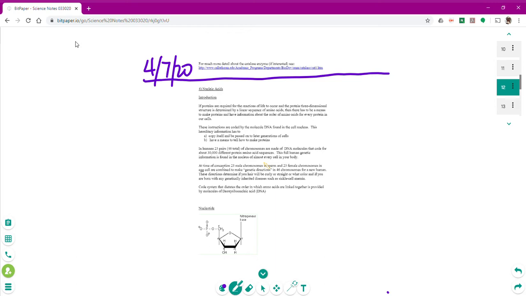All right, it says here in the intro, let's see what color I can use today. I think this light blue is nice. All right. Nucleic acids intro right there with a little arrow.